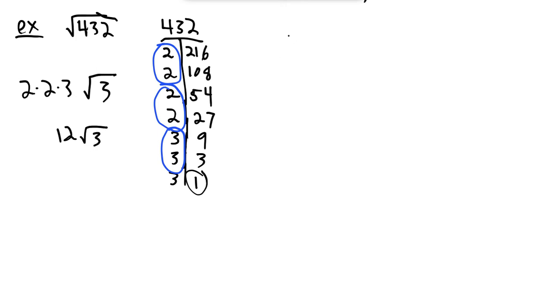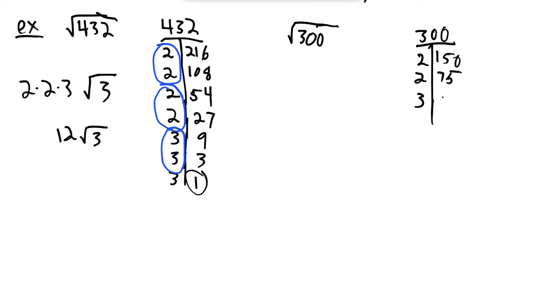Let's do one more of these, looking at the square root of 300. So, if we put 300 on our t over here, start by dividing by 2, that gets us to 150. Divide by 2, that gets us to 75. Can't divide by 2 anymore, so let's divide by 3. We're left with 25. Can't divide that by 3, so we're going to jump to 5. Get 5, and 5 brings us to 1.